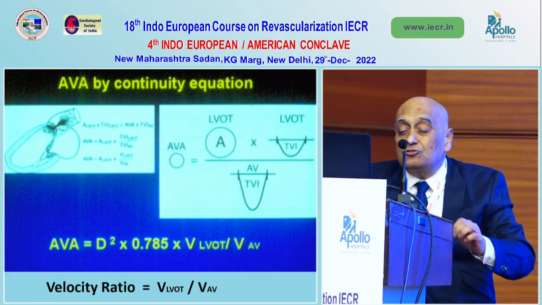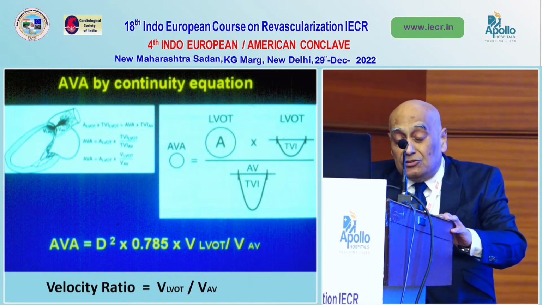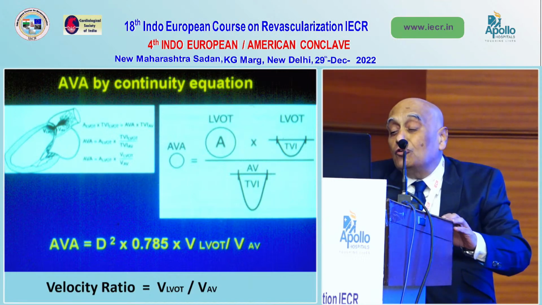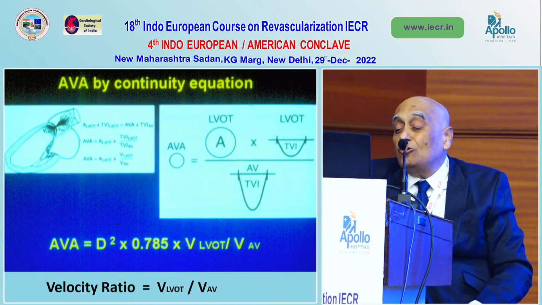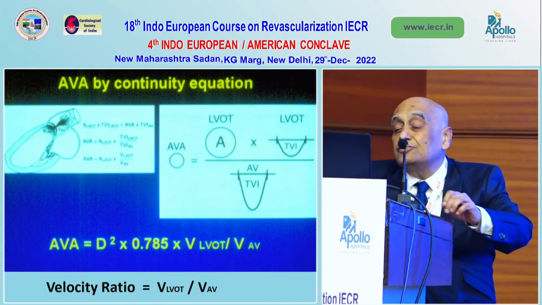And you can also take what is called the velocity ratio. That is, the velocity in the LVOT divided by the velocity across the aortic valve. That is called the velocity ratio. And accordingly, you can get the valve areas.